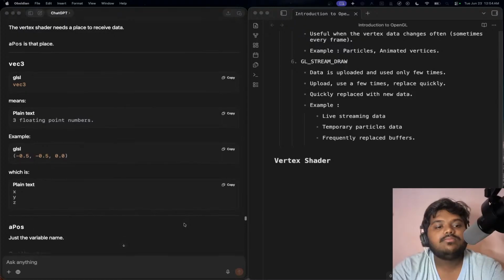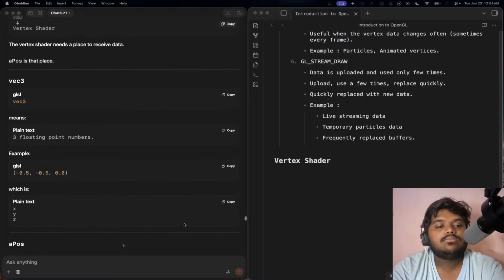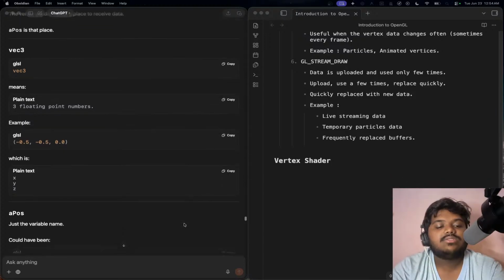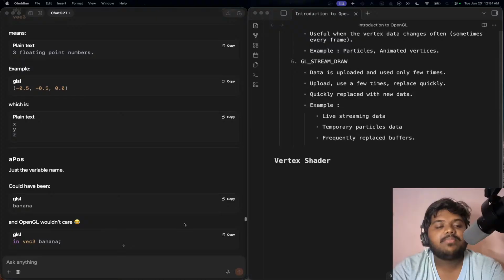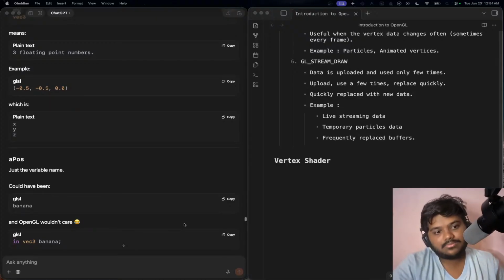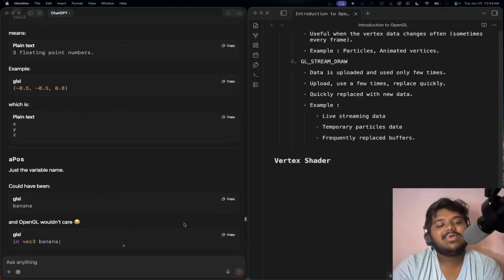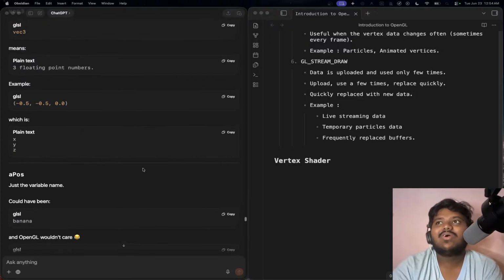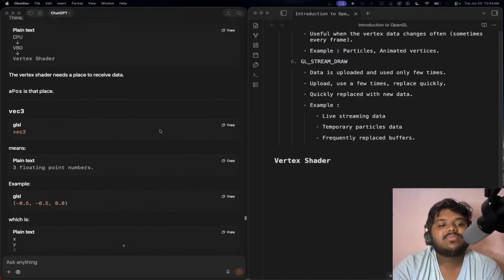For example, 0.5, minus 0.5, and minus 0.5, which is x, y, and then z. So it's just a variable name. The position is just a variable name. It could have been banana.